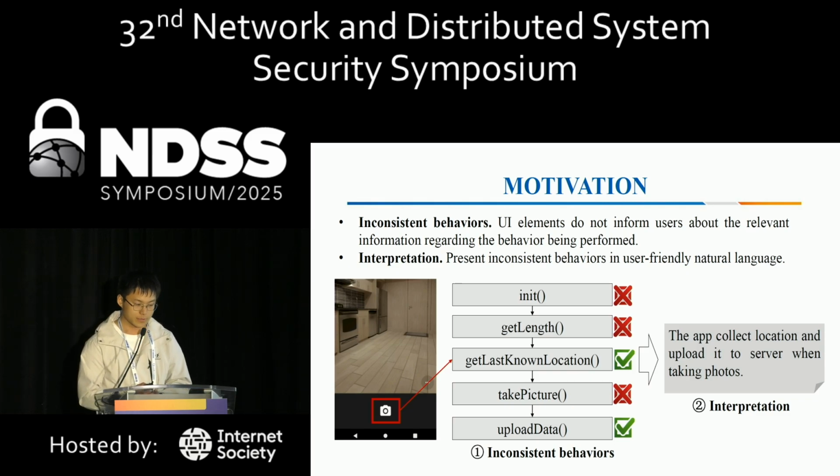Therefore, in our work, we first determine whether the app fully and accurately informs users about the behaviors it's performing. Since users rely on the app's UIs to understand its behaviors, when the app performs a specific behavior, we check whether there are UI elements that notify users about the relevant information. If not, the behavior is marked as an inconsistent behavior. Next, we interpret the behaviors into natural language, enabling users to easily understand what the app is doing.